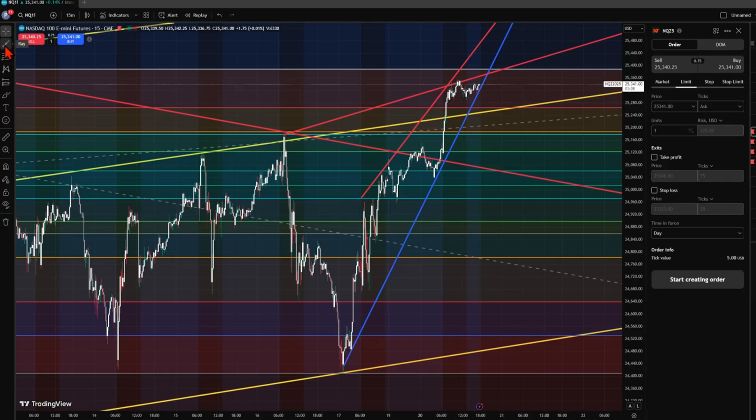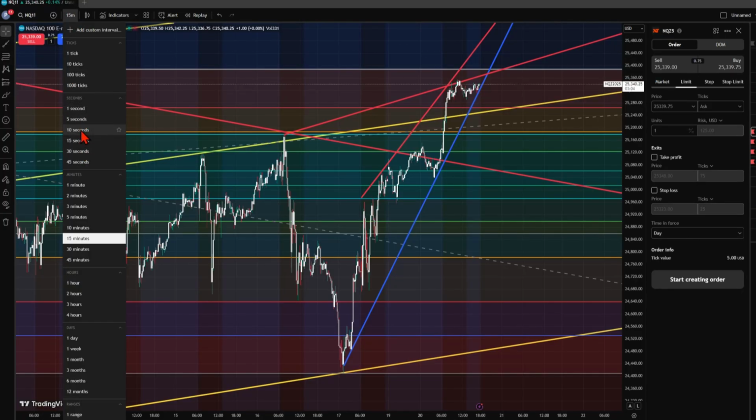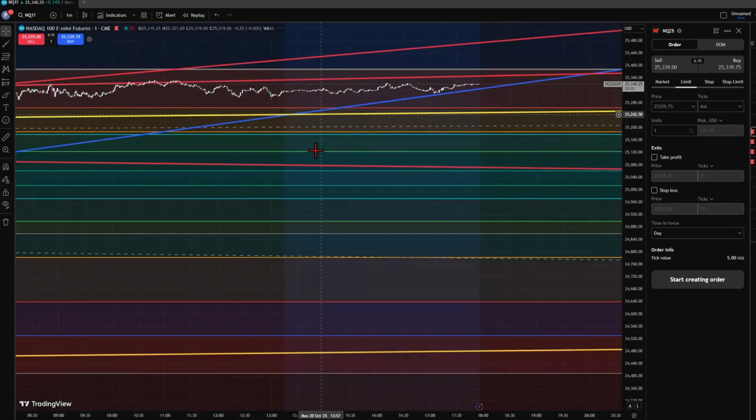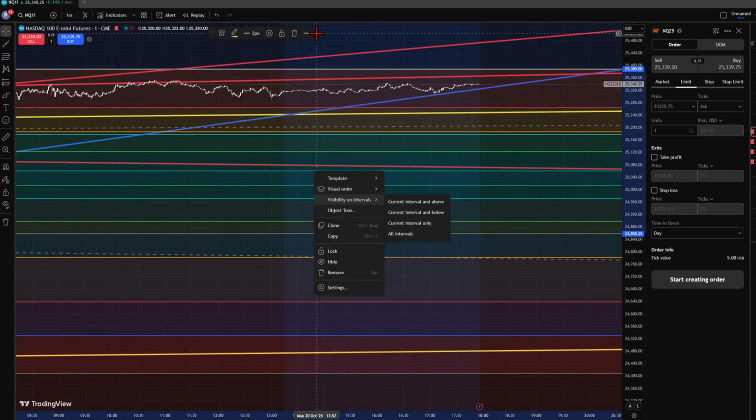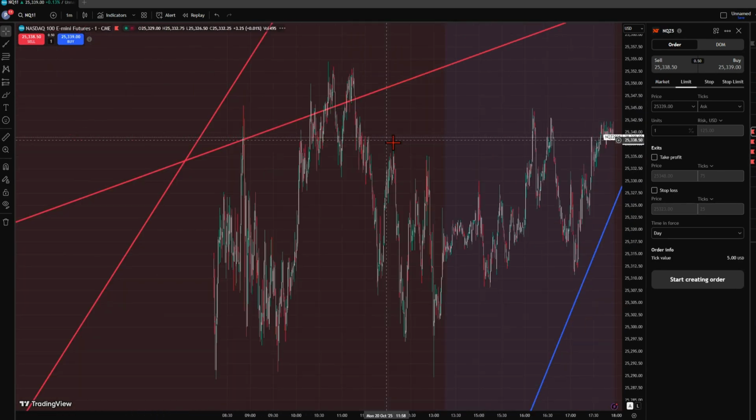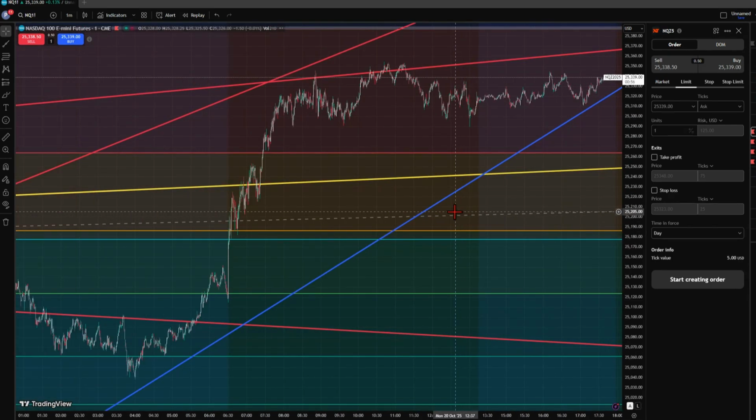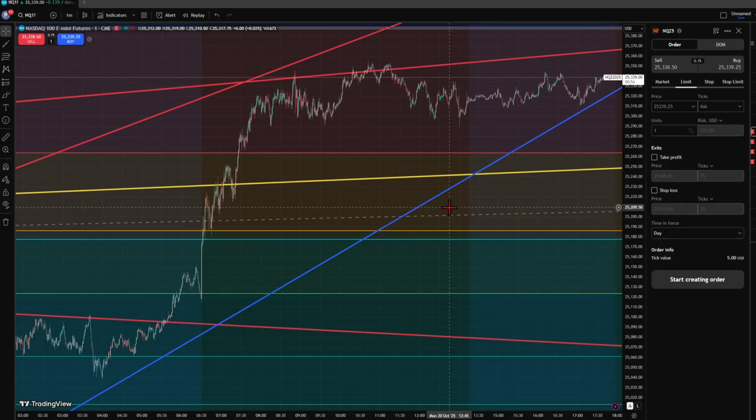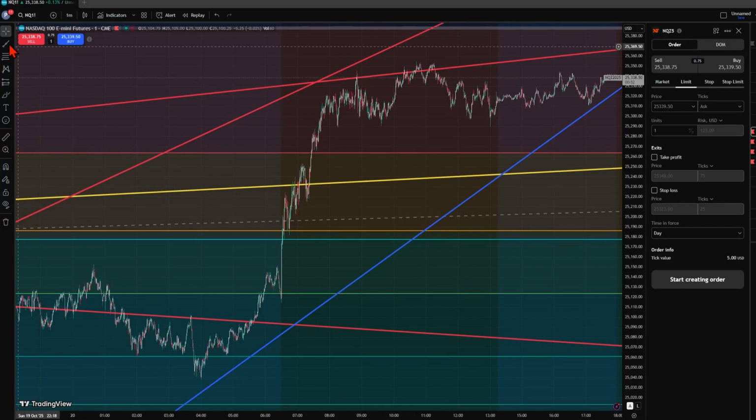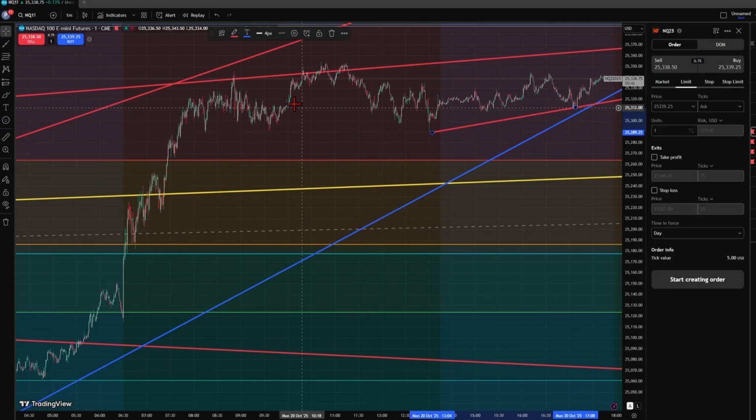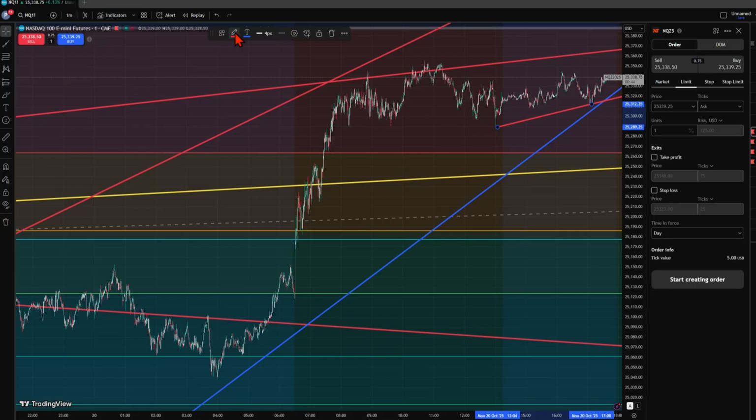So I think we have enough lines for now. Let's go down to the 1 minute and see if there's any more that we need to add. But I think we should be good. Okay. And then we're just going to go ahead and add this area here, just to give another idea.